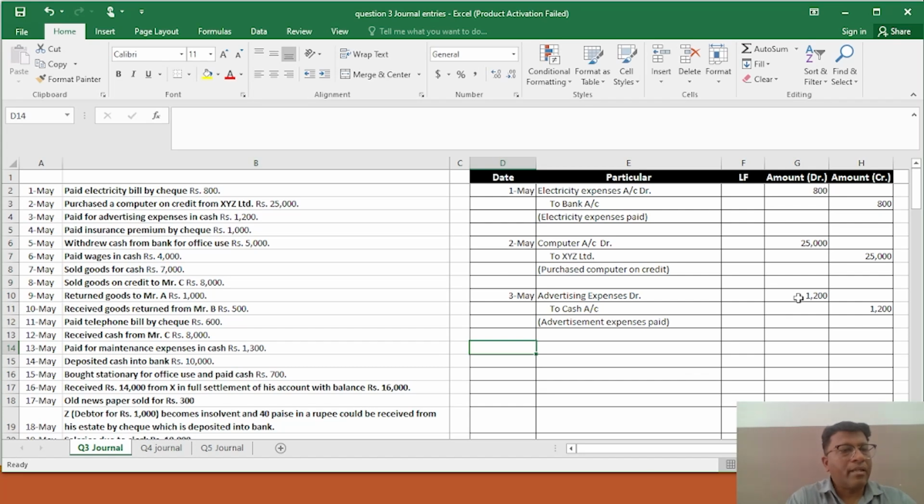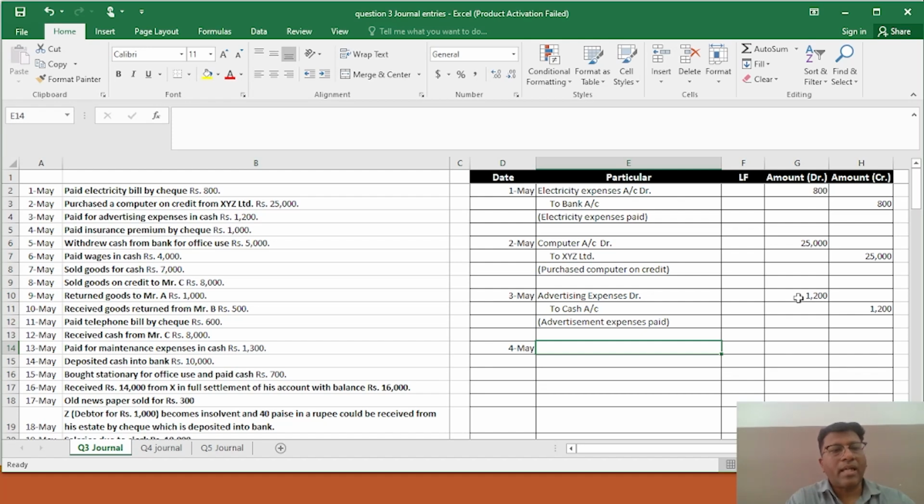And now again we see that there is a particular transaction on May 4. So May 4, and you find: paid insurance premium by check. It means you are not paying cash. There is no involvement of cash. You are issuing a check. So when it comes to a check, the bank, right, you have to consider the bank balance. The bank balance is reduced over there. It means you have to make the bank account credit, right?